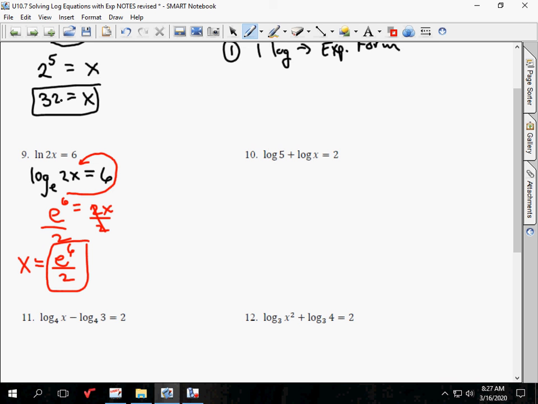And then we can also find the decimal answer. Okay, so we'll find our e to the 6th. Okay, so find your e to the x button, e to the 6, and then divide that answer by 2. We'll go 3 decimal places again, 201.714.